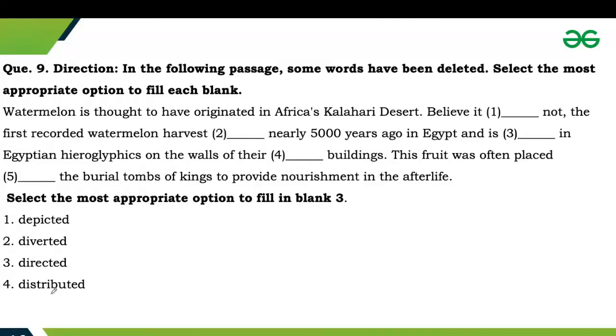Next one is question number 9. In Egypt, and is dash in Egyptian hieroglyphics. So mark your answers for the third blank. We have 4 options: depicted, diverted, directed, and distributed.